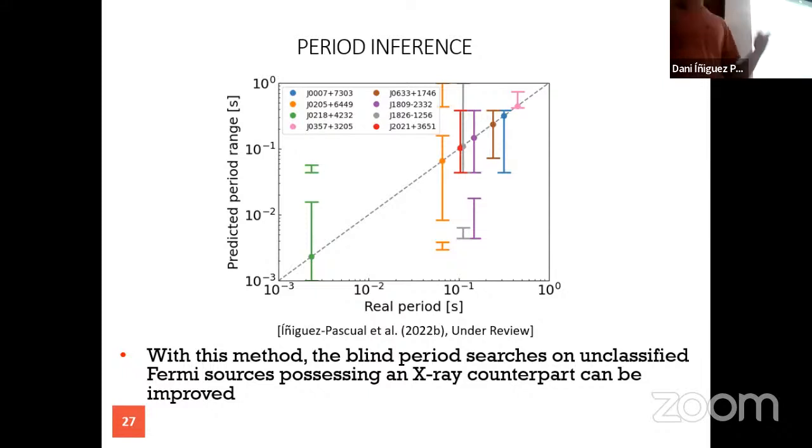By now, there are some classified sources that have this X-ray counterpart, but not all of them. And so our methodology will be much improved when the X-ray sky surveys of Athena and eXTP are available, because many of the gamma ray sources of Fermi will have this X-ray counterpart.